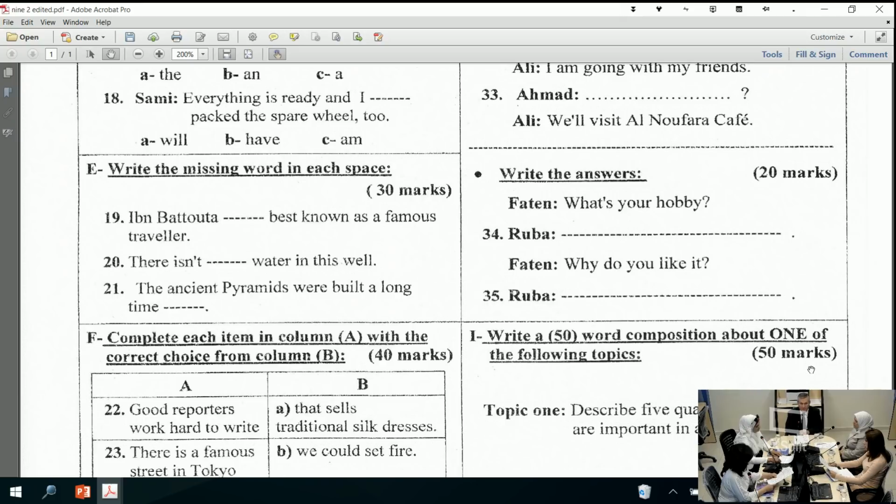Now exercise A. Here in this exercise you write the missing word in each space. Here the students have to write the missing word that's the most suitable word for these sentences.